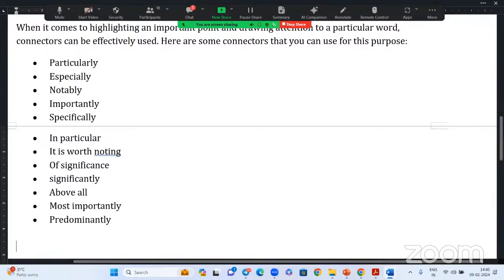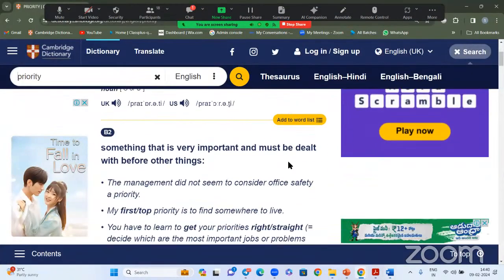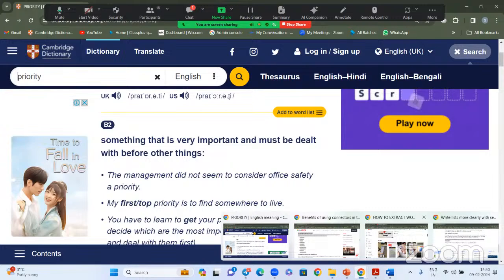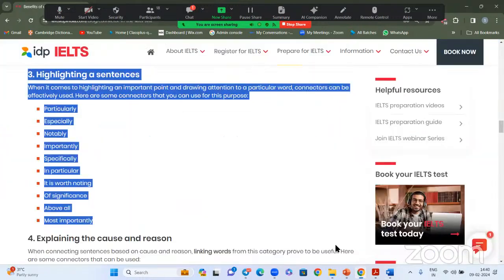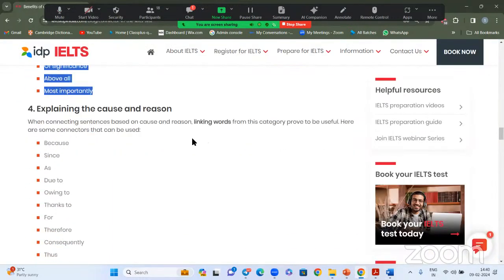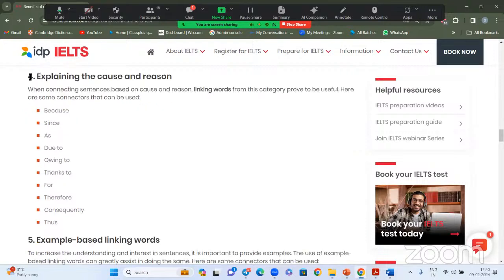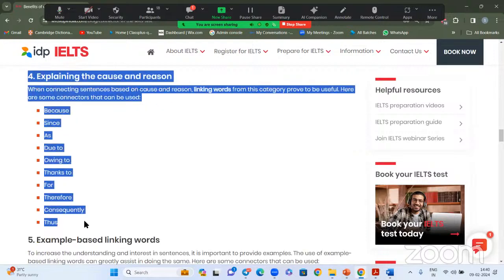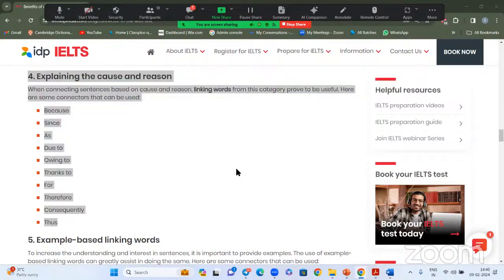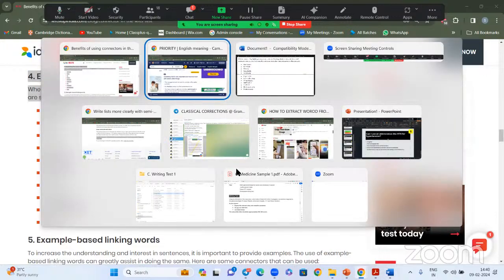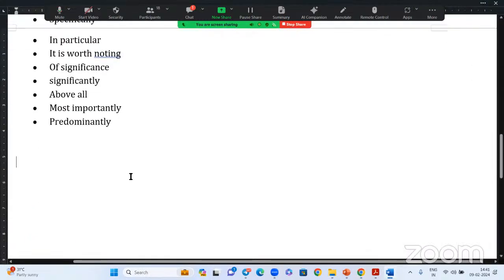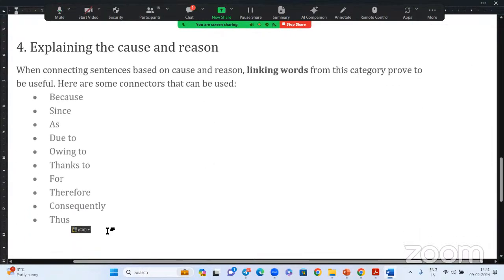Next, let us go to the next round. Most of you have written the words. Then we'll go for explaining the cause and reason, cause and effect. I have given you a number of these sessions on cause and effect. Don't think that I am teaching you for the first time. I already gave you in every reading session. This is the writing session I am giving you. Doesn't mean that this time I am giving you.